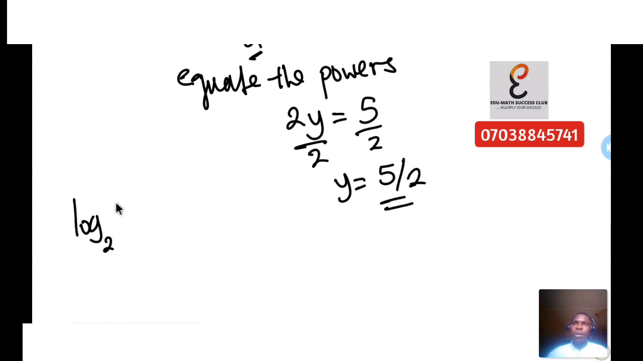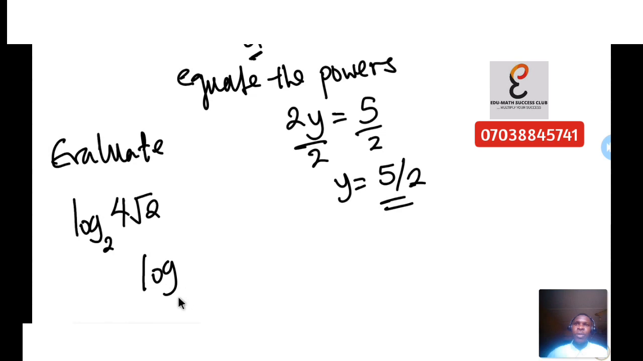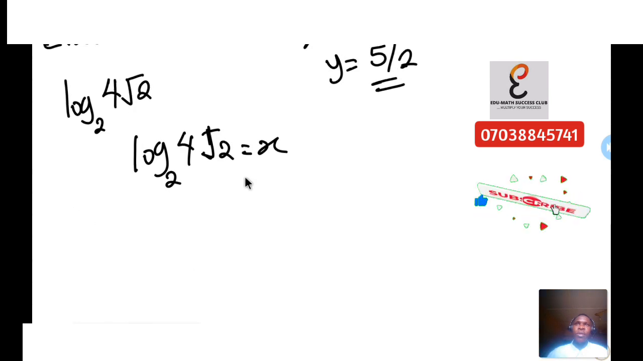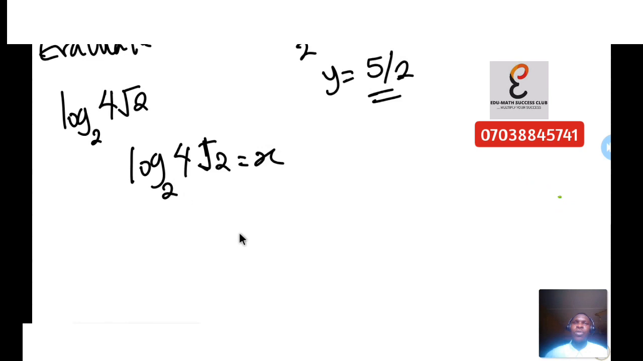So you have log 4 root 2. So you have to evaluate this. This is actually a jam question. So the first thing, equate it to a letter. Okay, let it be equal to a letter or a variable. So this is what you have at the end of the day. I'm using x. So the next step is to convert to index form. So this 2 will raise this x. So you have 2 to the power x.